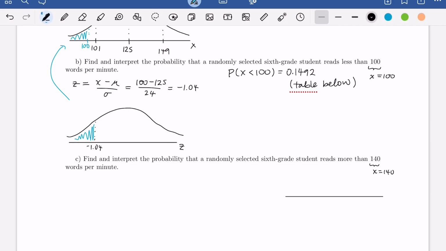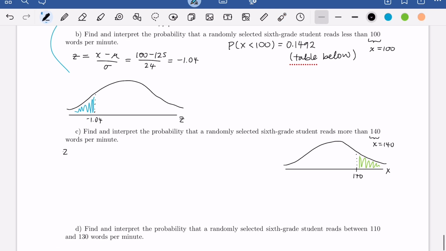So we have our normal random variable x, and in this case, we have our normal curve, and our x value is 140. So we want to find the area under this curve. That's going to be the probability that a randomly selected sixth grade student reads more than 140 words per minute. So let's transform this into a z-score. We know this is going to be given by this formula here. So plugging everything in, this is going to give us a z-score of 0.63.